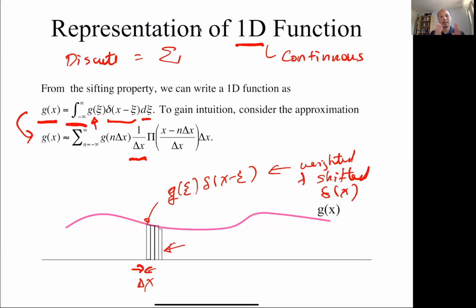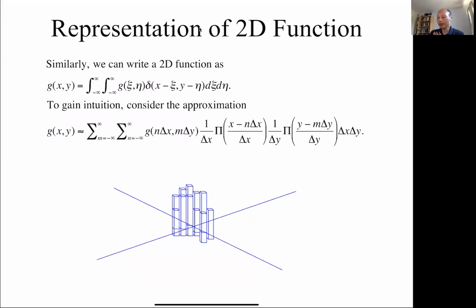Okay, and since delta functions don't interfere, we can just sum them up to create our signal. So we take the intuition from discrete, and then we just say, well, okay, in the limit, that should also apply for continuous time. Similarly, we can do in 2D, we replace the summations with two integrals.